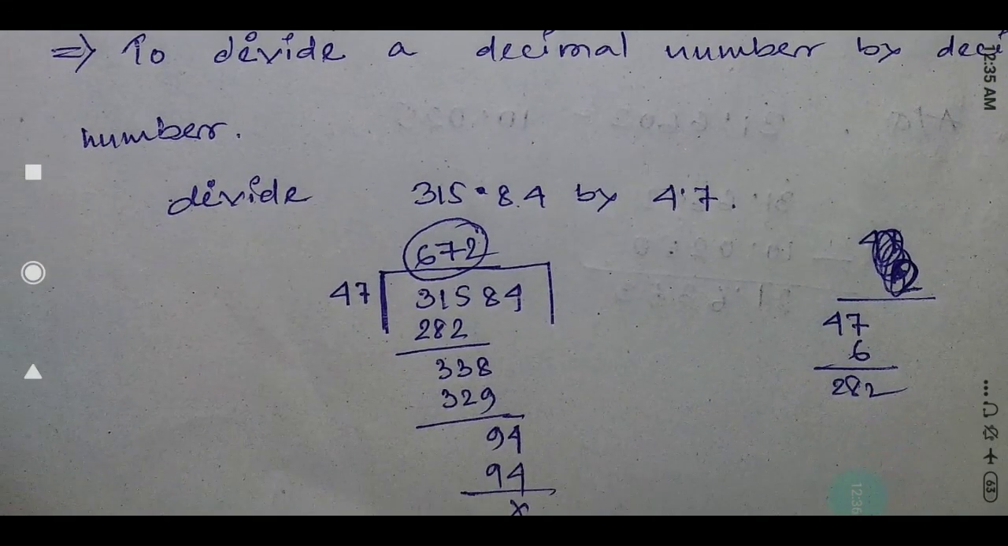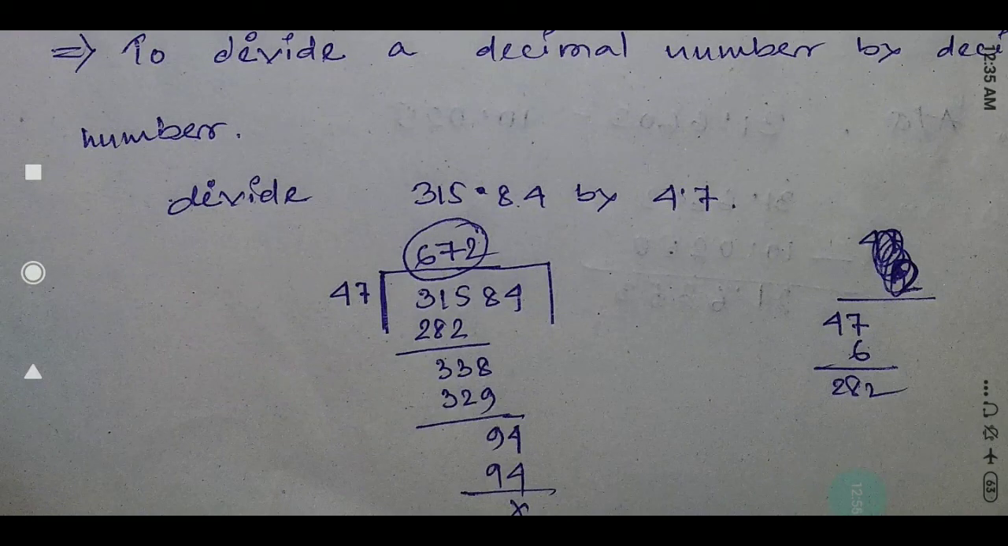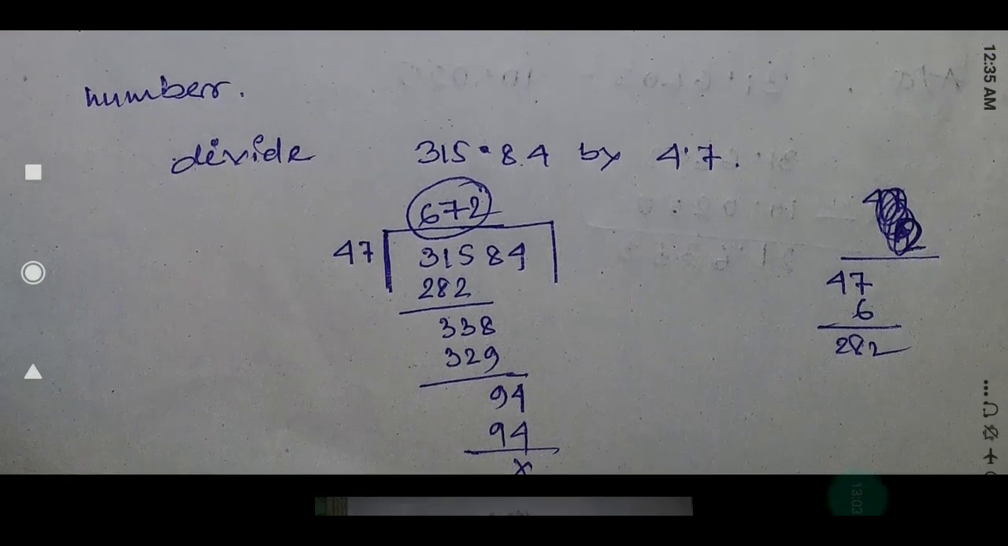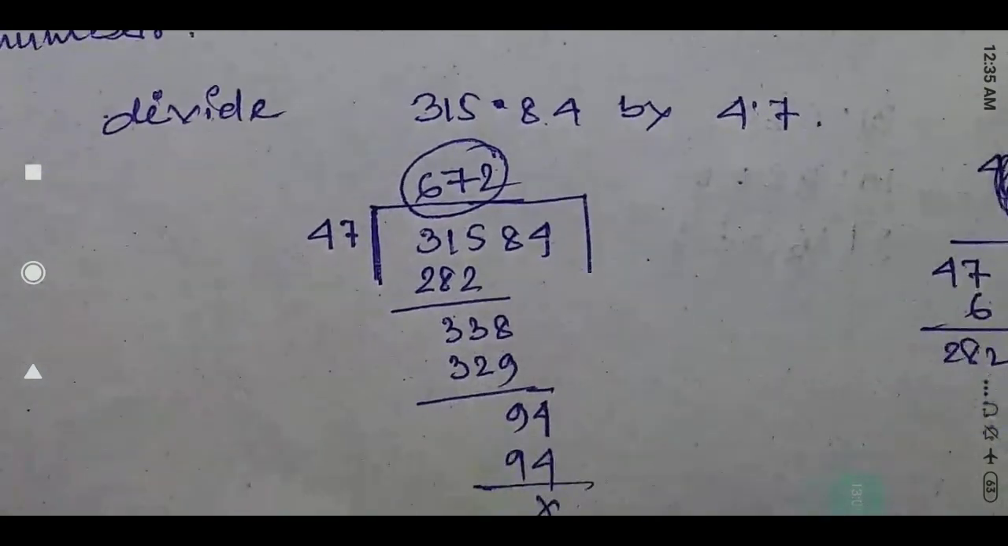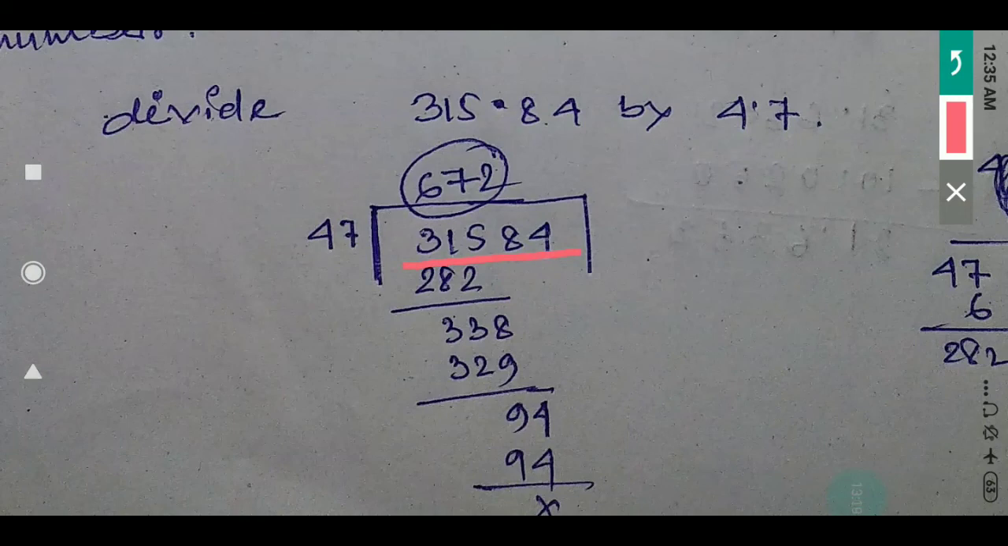See here, 4.7. So in this case also what I will do, both the dividend and the divisor, you have to remove the decimal point. Just simply as a whole number you have to divide, apply the divide method. Okay. So first of all start, so that your dividend is 31584 and your divisor is 47.